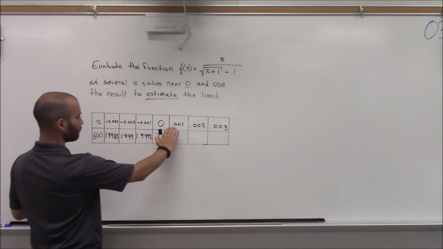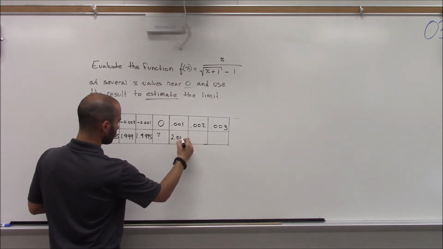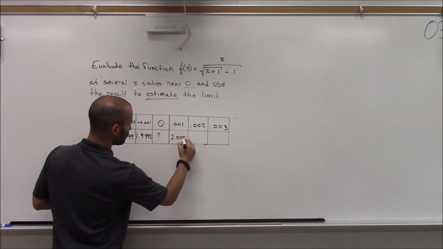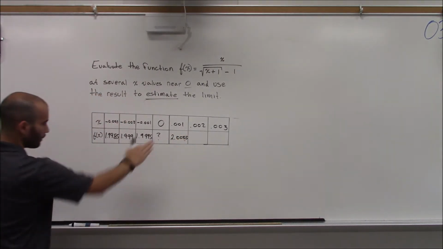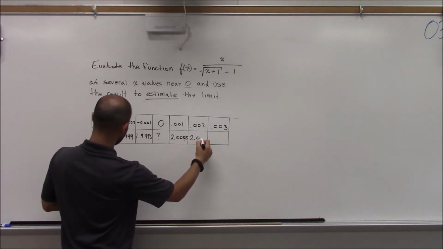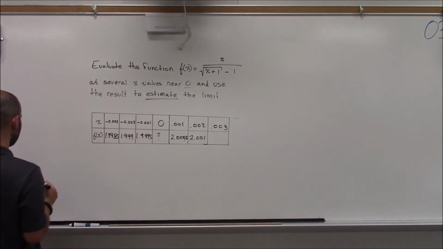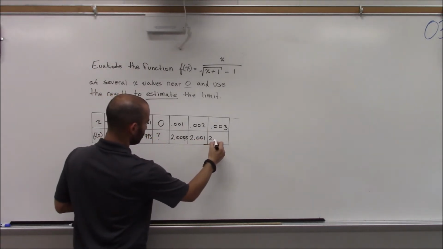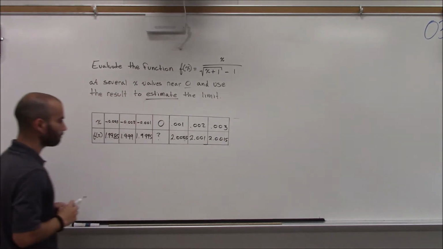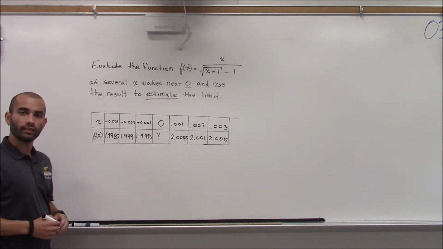So if I plug in 0.001, I get the value 2.005. Actually, it's 2.005. Plug in 0.002, I get 2.001. And then the last value, I'm going to get 2.0015. Now, from this table, we can estimate what the limit is.